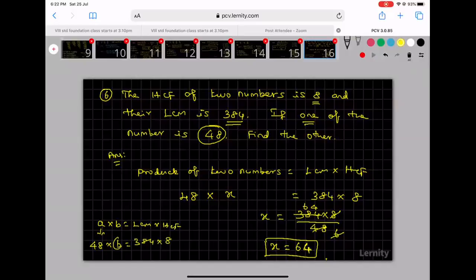Now I want to find the value of b. Dividing both sides by 48, b is equal to 384 into 8 divided by 48. Then my answer is 64. This is the concept for this sum.